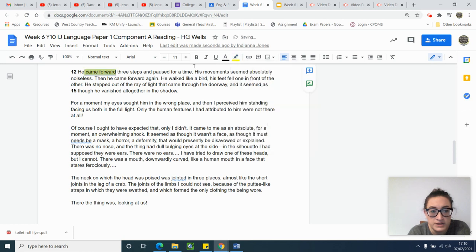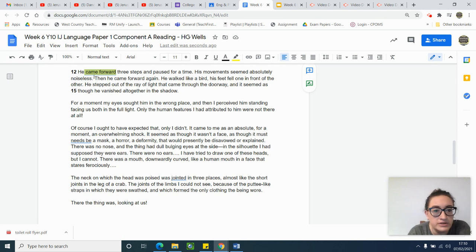Okay, so he came forward 3 steps and paused for a time. Okay, so coming forward suggests that he's interested. So this is a selenite that's being described. But obviously, for the narrator and his friend, the selenite coming towards them is creating tension. It's making them feel like he might attack them. They can't predict his steps. They don't recognise what he looks like. They know he's not human, so they can't assume that he'll act like a human.